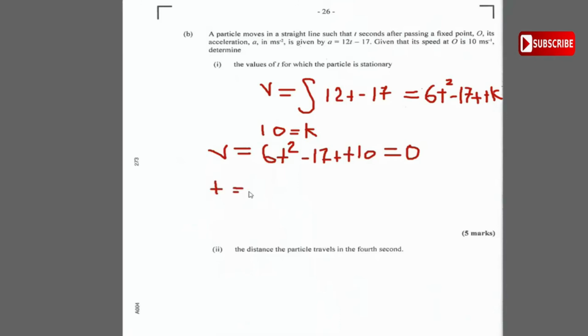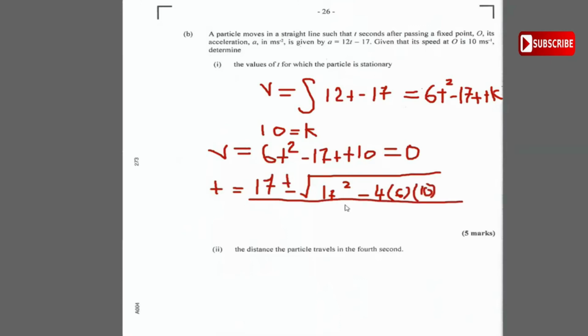So t is equal to minus b, which is 17, plus or minus the square root of b squared minus 4ac, over 2a. Anytime it's taking long to factorize, you can just go straight to the quadratic formula. You'll never go wrong with the quadratic formula. Over 2 times a, which is 2 times 6, which is 12.